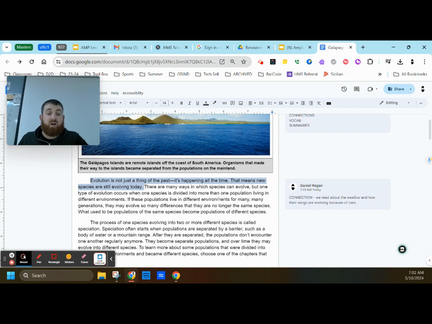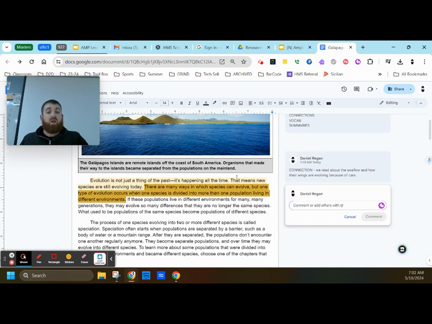There are many ways in which species evolve, but one type of evolution occurs when a species is divided into more than one population living in different environments. So maybe here I highlight over here, I hit comment, and I ask a question. How would a species get divided into different environments if they live in the same place? How would that happen? How is that possible?